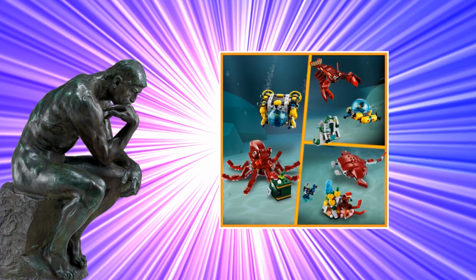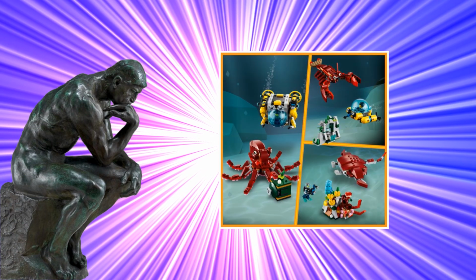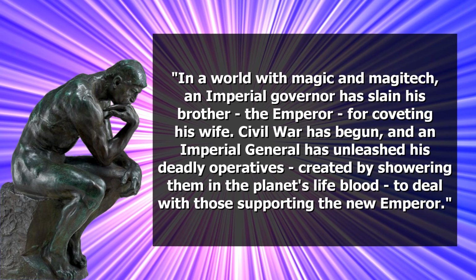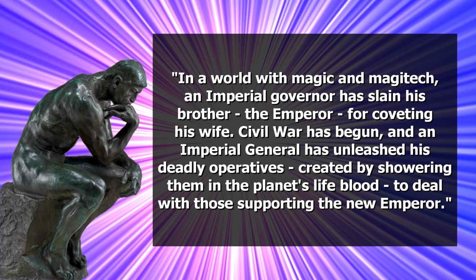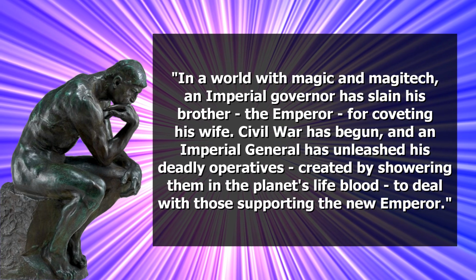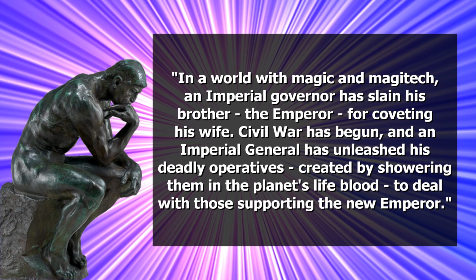Modularity of essential elements allows us to omit, rearrange, and/or blend elements together to get something new. So let's take one element from each example. I'll change and rearrange them, and smash them together to make a new essential element. This will be longer than 20 words because we're combining 3 elements. In a world with magic and magitech, an imperial governor has slain his brother, the emperor, for coveting his wife.